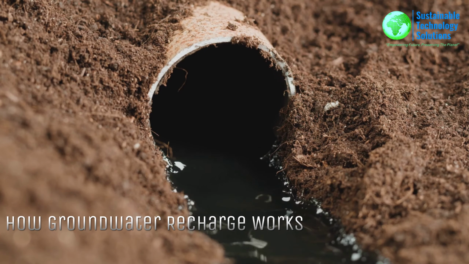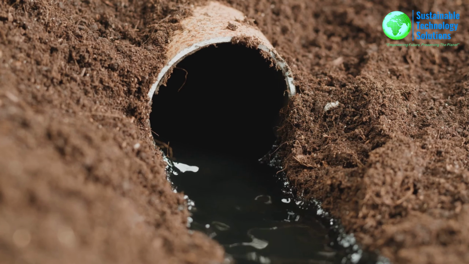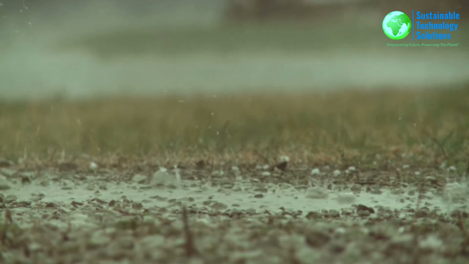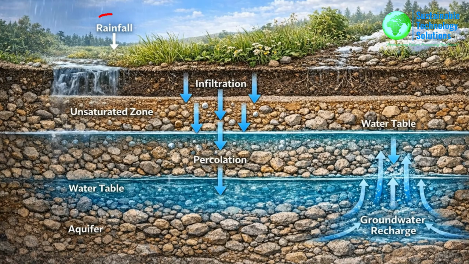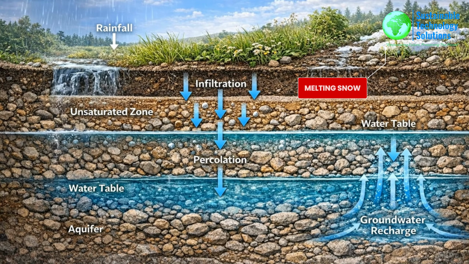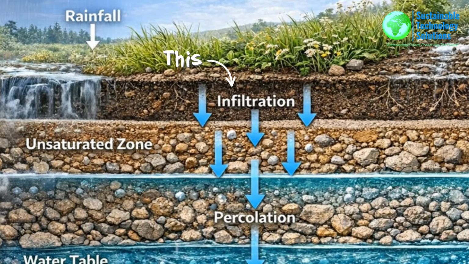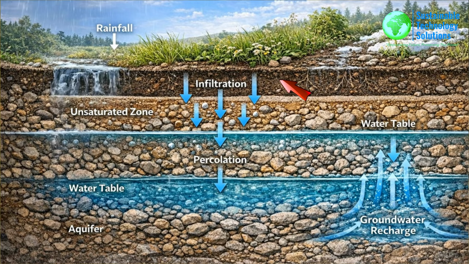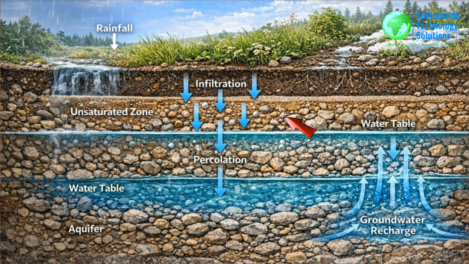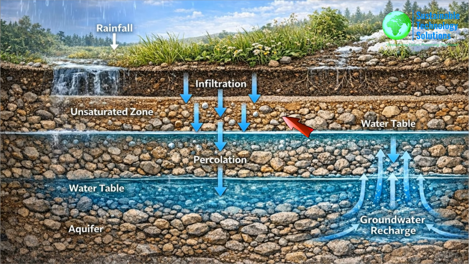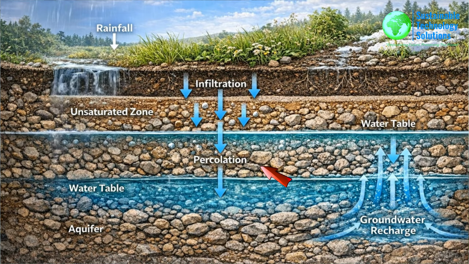The journey of water from the surface to an aquifer is governed by gravity and geology. It begins with rainfall and melting snow. The first step, infiltration, is when water soaks into the topsoil, moving past grass, roots, and small pebbles. It continues downward through the unsaturated zone, where pores contain both air and water, a deeper movement known as percolation.